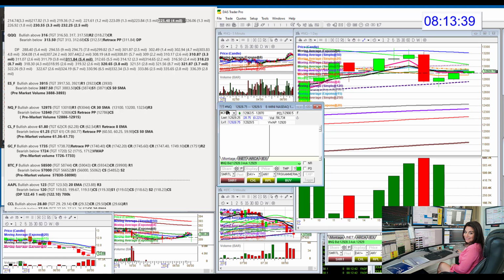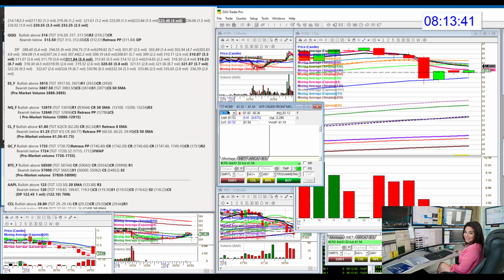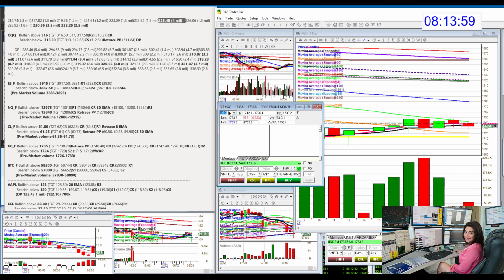Let's check out oil. Oil's a little bit better. If we break above the 4 EMA, there's a nice trade right in there, or if we start to turn down. So bull above 61.80, bear below 61.25. Gold, definitely a little bit better. Bull above 1735, bear below 1724. So bullish above 1735, bear below 1724.